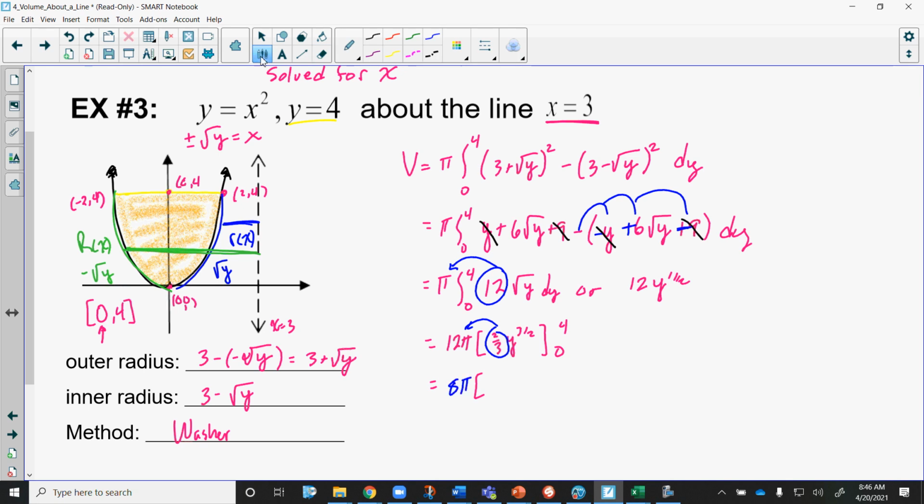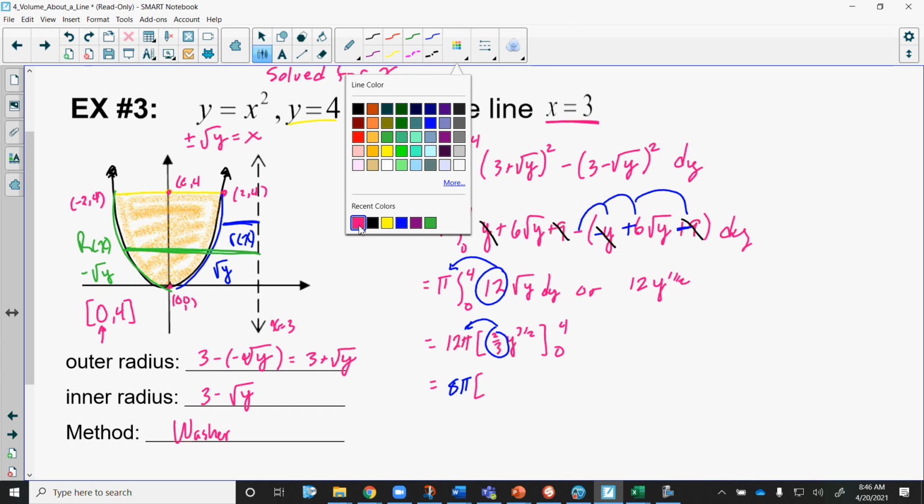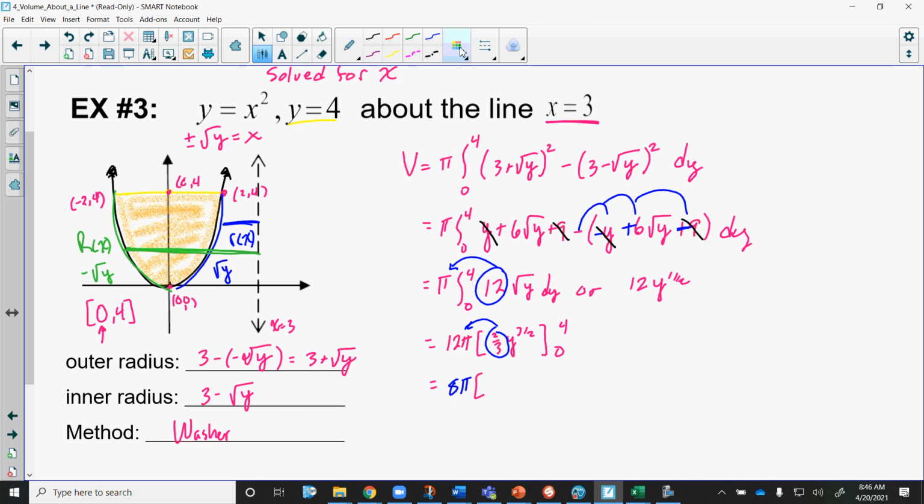But 8 pi, and then we're going to say 4 to the 3 over 2 power. In this case, 4 cubed is 64. The square root of 64 is 8, so 8 times 8 pi will be 64 pi cubic units, whatever they happen to be.